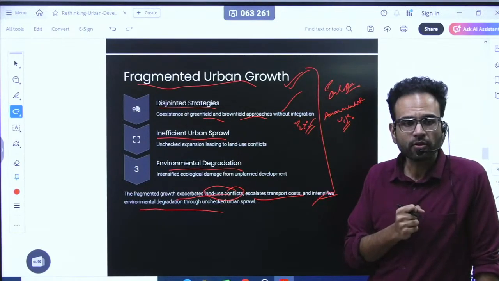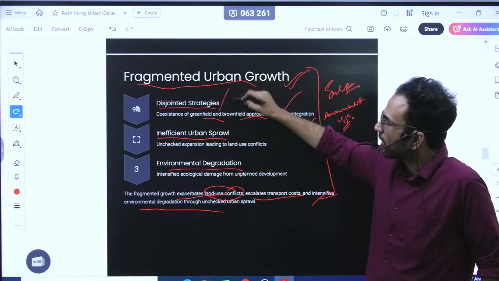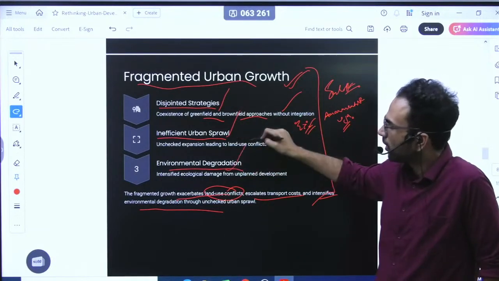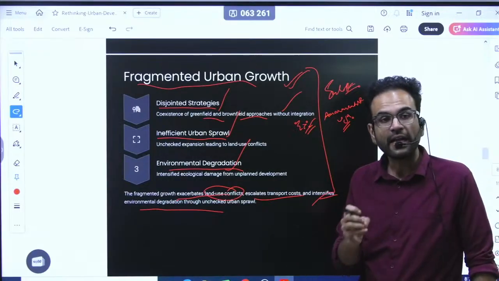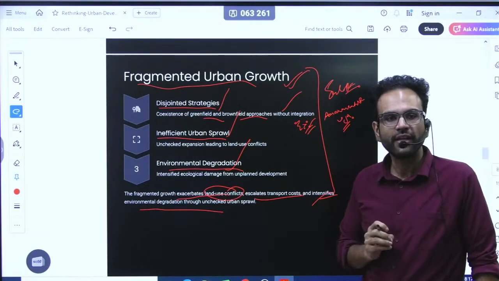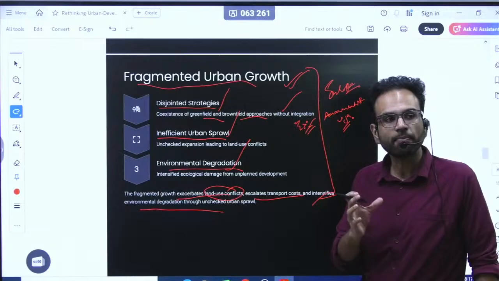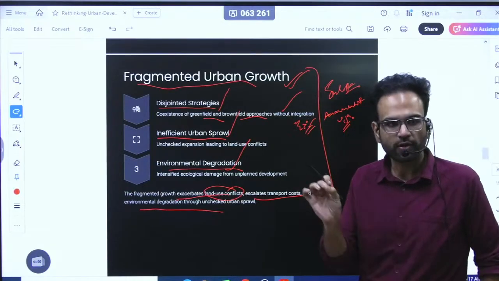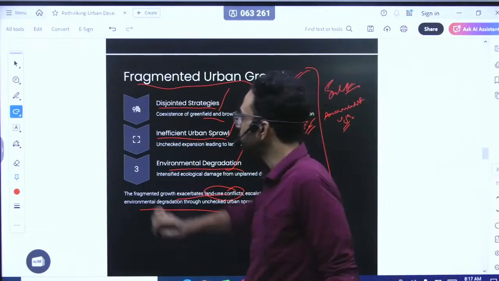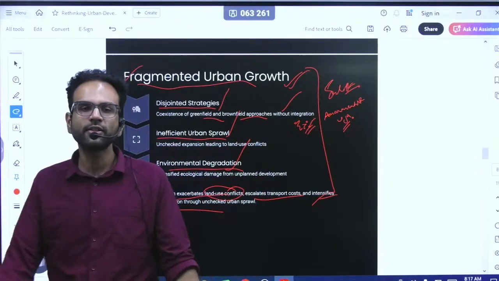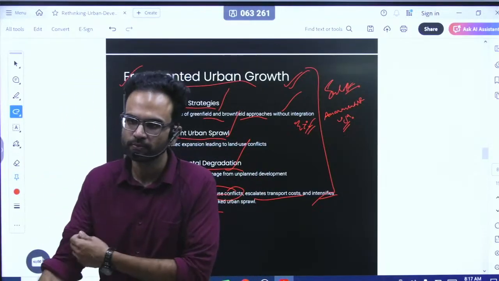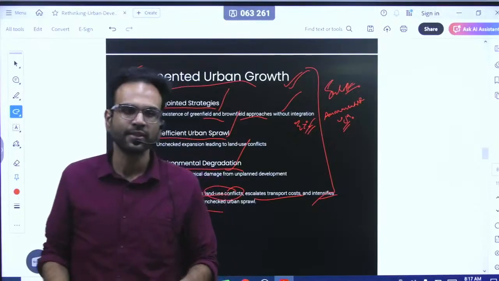Why am I talking about this? Disjointed strategies, inefficient urban sprawl, environmental degradation. For all of this, nature is the solution. We need to go for nature-based solutions. Keyword. This is the problem. Then what is the solution? Nature-based solutions and green planning. Example, Nusantara. Substantiation is also done.